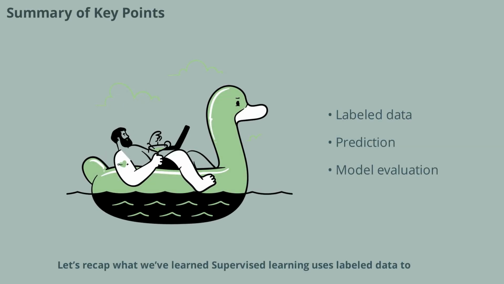Let's recap what we've learned. Supervised learning uses labeled data to train models for prediction and classification. It involves data preparation, model selection, training, evaluation, and deployment. While it offers high accuracy and clear guidance, it also requires quality labeled data and careful management to avoid pitfalls like overfitting.